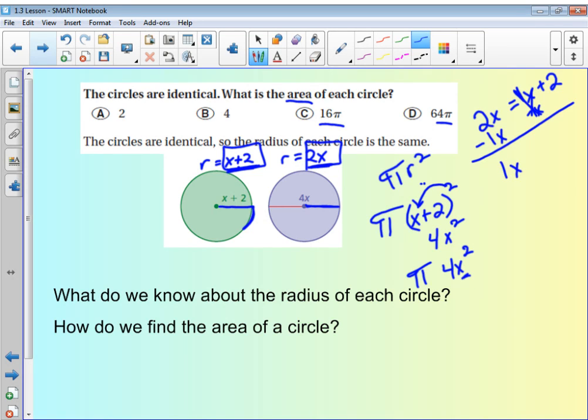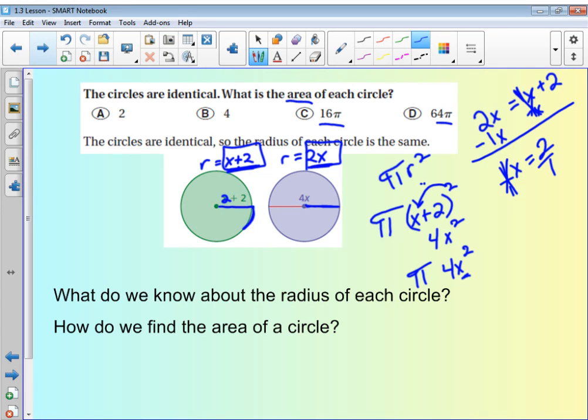So I get 1x equals 2, divide by 1, divide by 1, x equals 2. So what is the area of each circle? Well, we just found out that x equals 2. So x is 2, but they want to know the area. So if I substitute in 2 here, what's 2 plus 2? That's 4. That's our radius.